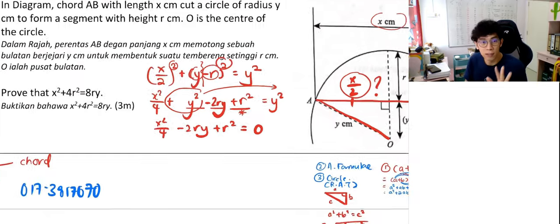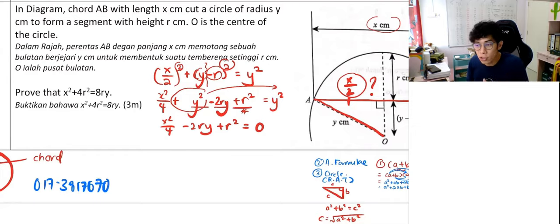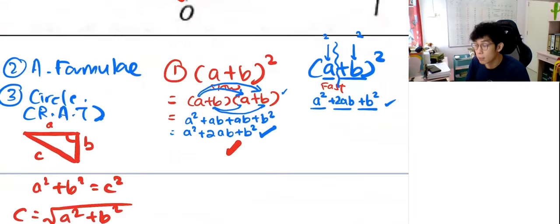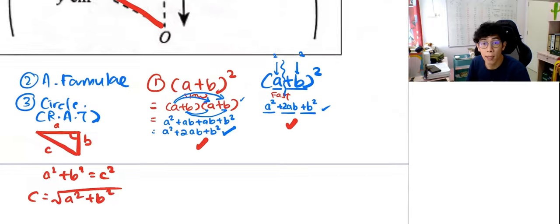Okay, now everyone, let's check out what they want us to prove. They say, oh, got x squared, got r squared together. So this one and this one together. So this one, ry, throw over. x squared over 4 plus r squared equals 2ry. Everyone, our answer is very near already. Raja, please apply this. You expand it. Or maybe you can apply the fast way also.